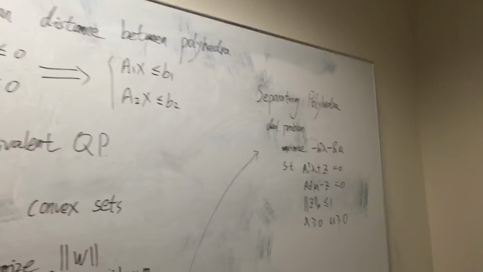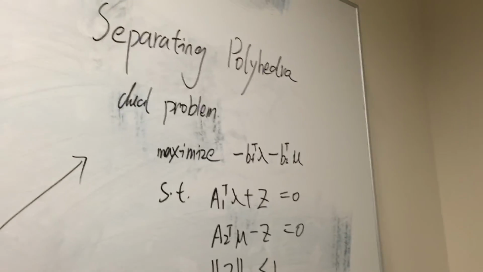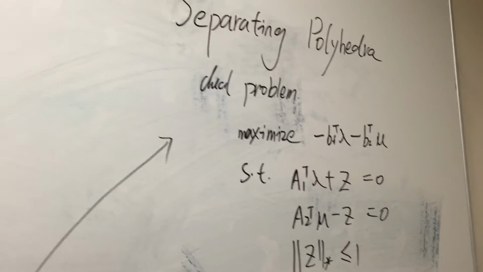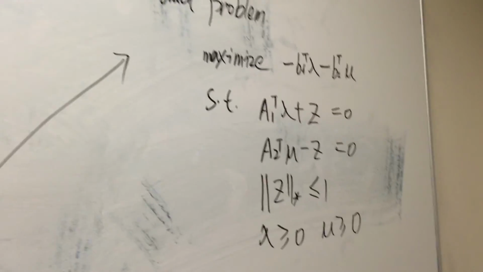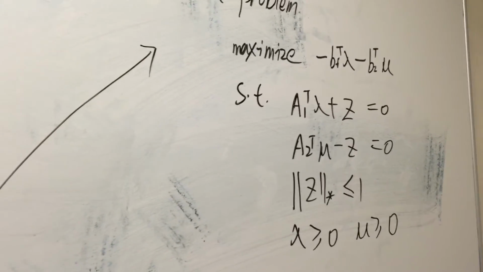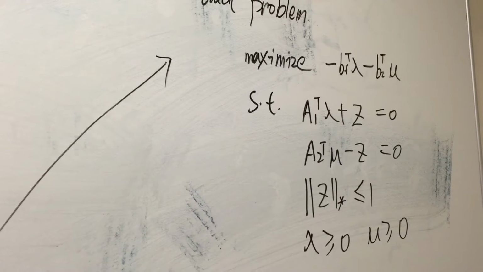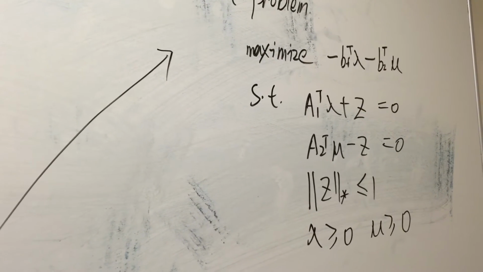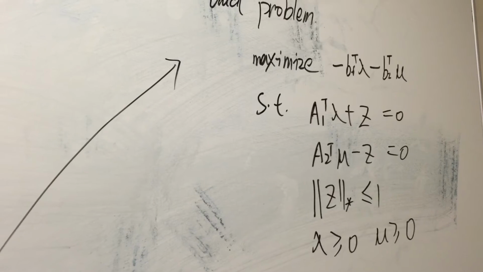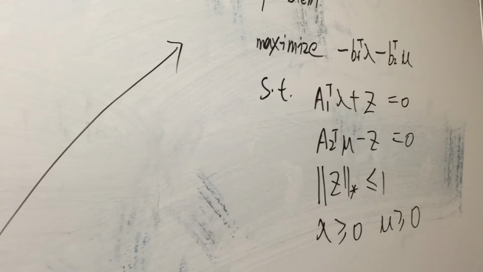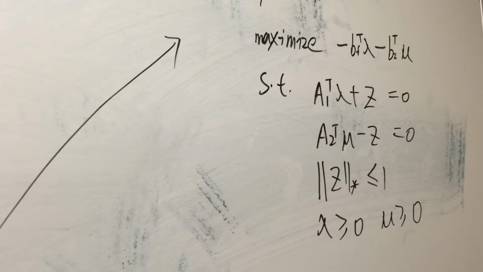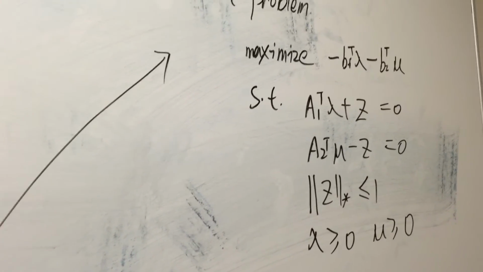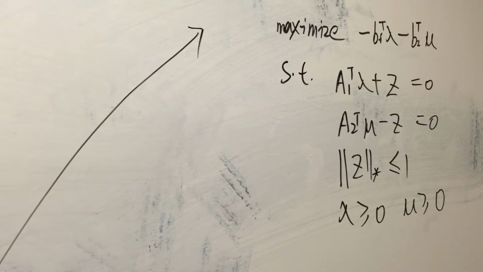We can also separate two polyhedra, and we can also define a dual problem in this form. Applying this duality result to sets defined by linear inequalities, A1 x is smaller than or equal to b1, and A2 x is smaller than or equal to b2, we can find the following dual problem.